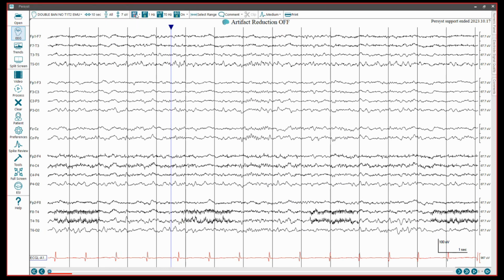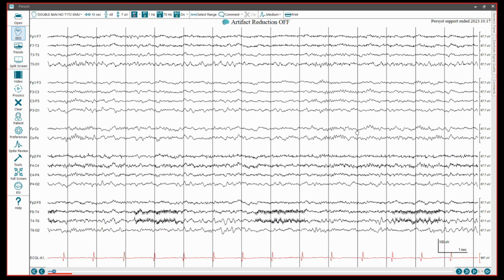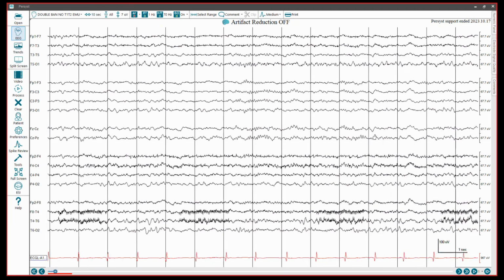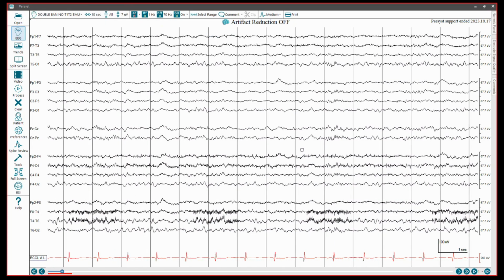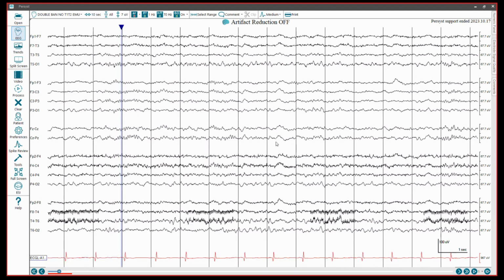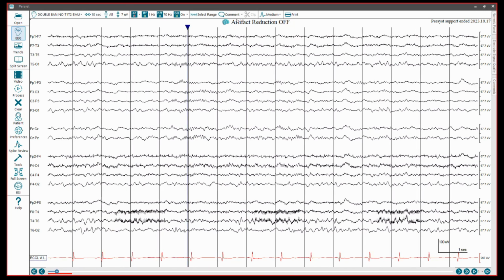All right, so let's start back at the beginning here. My thoughts are that we might be in a drowsy state or even sleep. This looks like a presentation of sleep spindles. So right about here, here to here, maybe right there. And I also think that we have some posts.